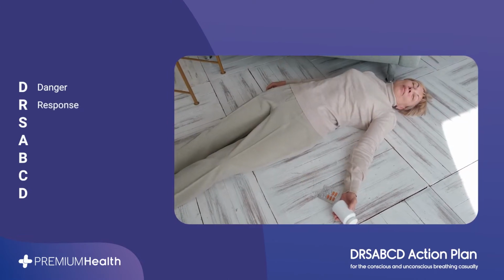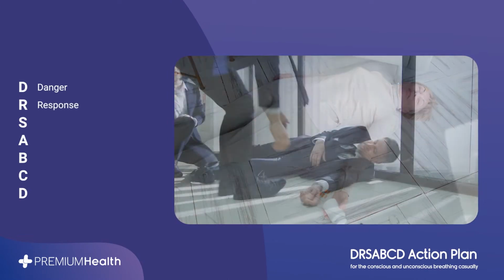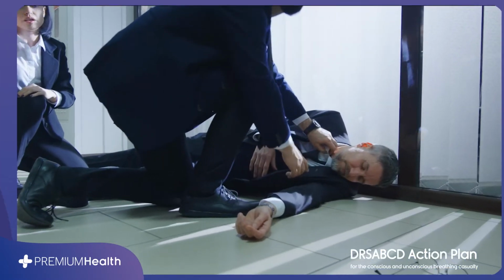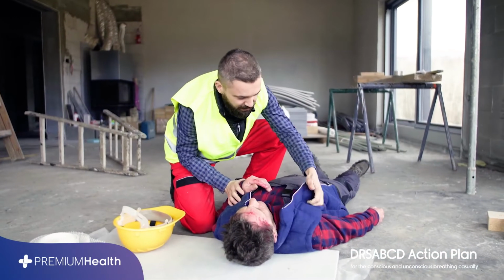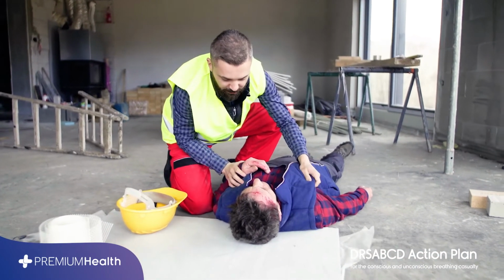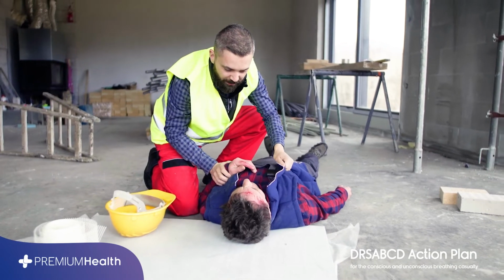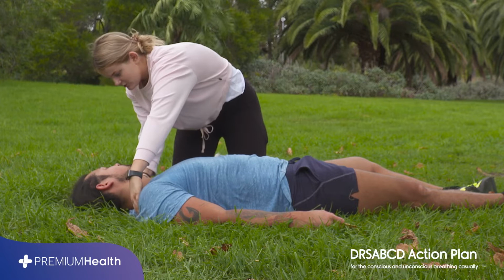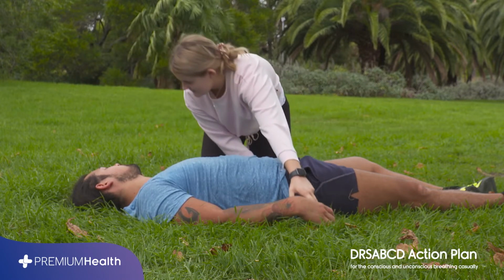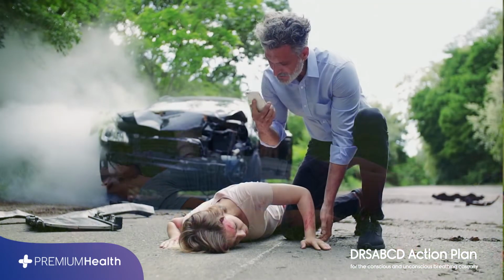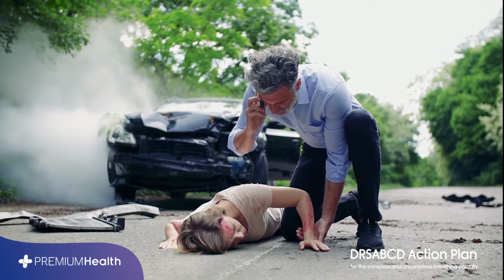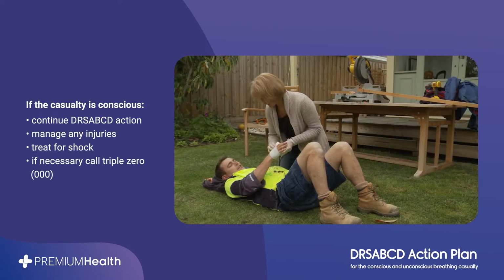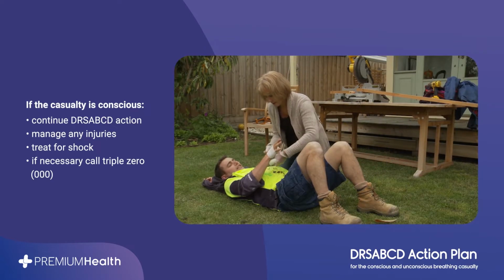R represents the response of the casualty. Is the casualty conscious or unconscious? Assess the casualty's response by talking and touching, ensuring the touching does not aggravate any injury. Give a simple command such as open your eyes or squeeze my hand. Can you open your eyes for me? Grasp and squeeze the shoulders firmly. If the casualty responds to you meaningfully, then they are conscious. So continue with the next letter of the DRSABCD action plan.